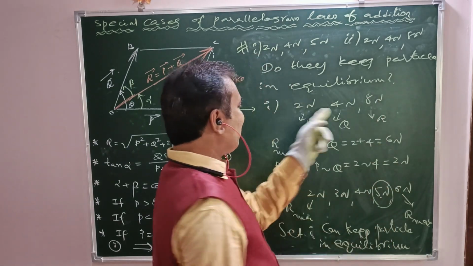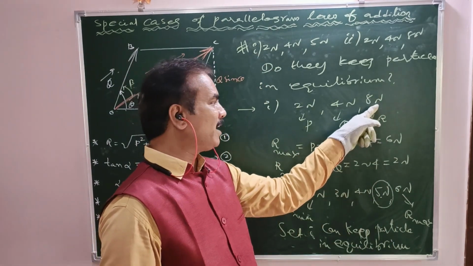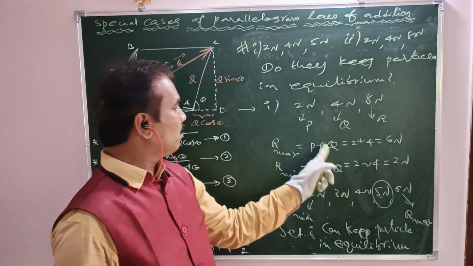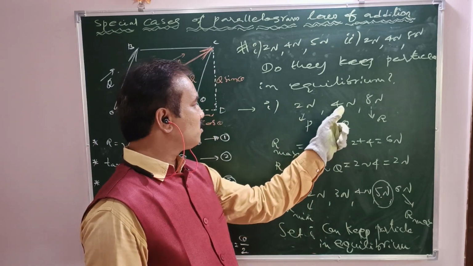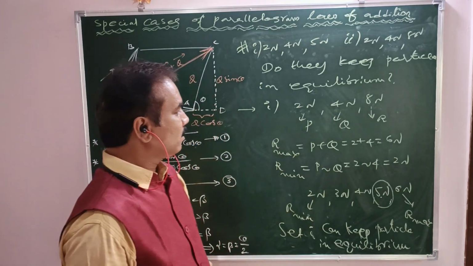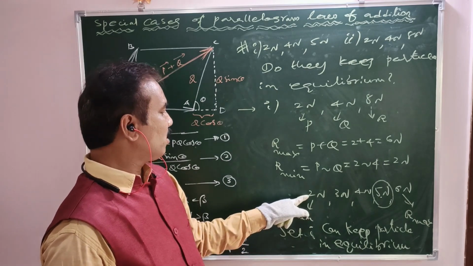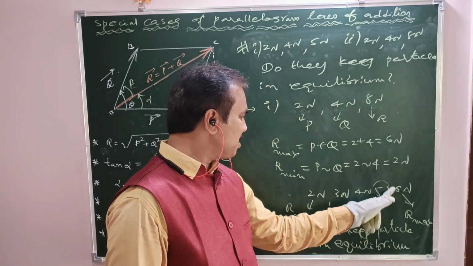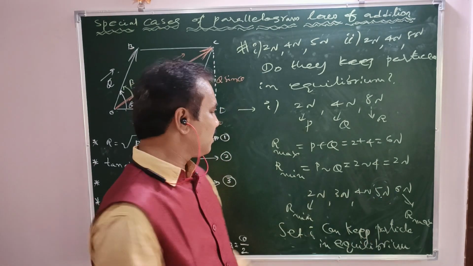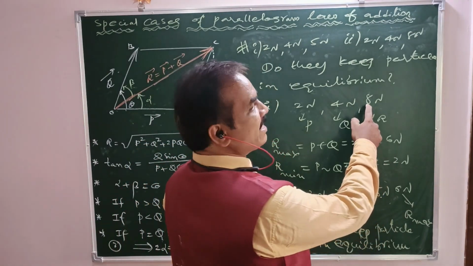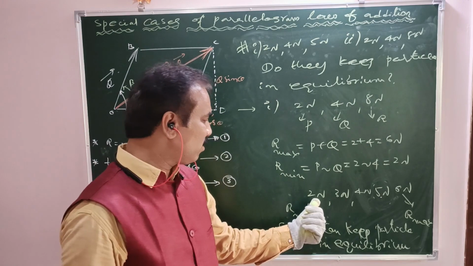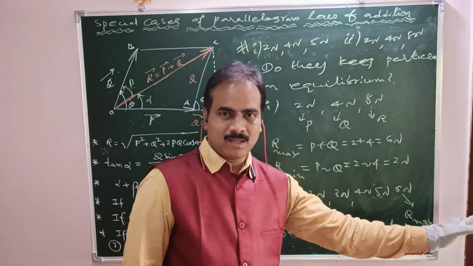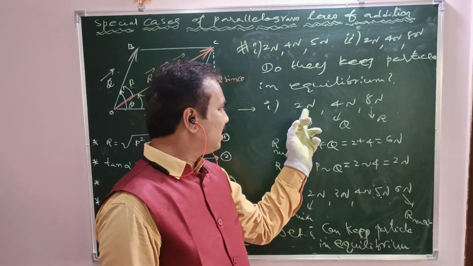So among these three forces, 8 is maximum. That is the reason I am taking 8 as resultant, the other 2 as parent vectors. Once again, R maximum P plus Q, that is 2 plus 4, 6. R minimum 2 difference 4, that is 2 Newton. Now see, R minimum 2 Newton, R maximum 6 Newton, but the given 8 Newton exceeds this R maximum. Why? Because between 2 and 6, 8 cannot exist. What is the position of 8? Beyond 6.